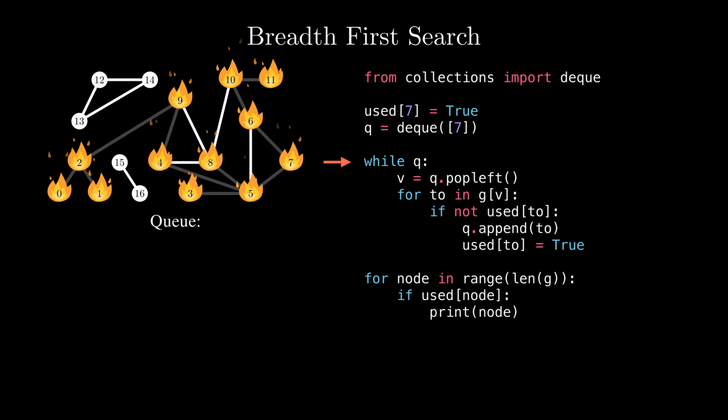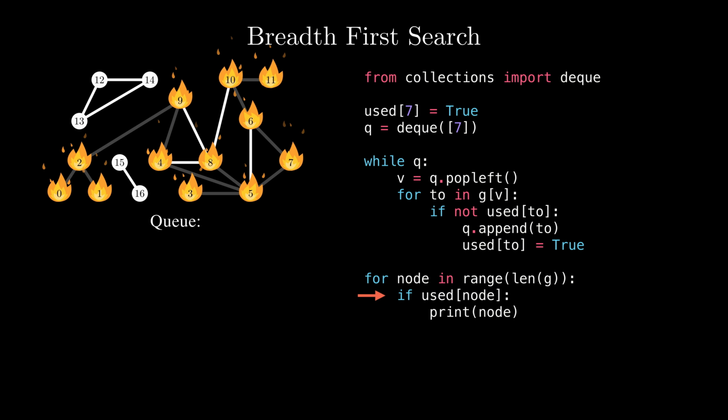At this point, the BFS algorithm stops and we can iterate over all the neighbors to see which ones weren't touched by the process. If the node wasn't used in this process, it means that there was no path connecting node 7 to that node. So we can conclude that nodes 12, 13, 14, 15, and 16 were not reachable from node 7.